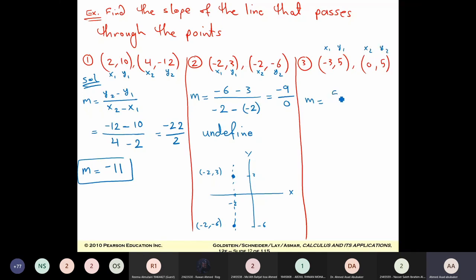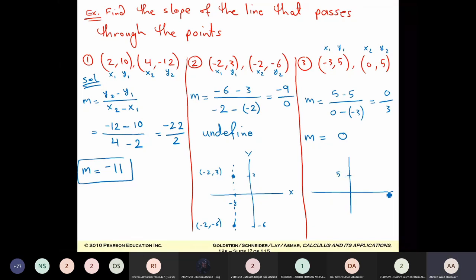Now, exercise number 3, the slope equals, this is x1, y1, x2, y2, we have 5 minus 5 over 0 minus negative 3. So we have 0 over 3. What's the value of 0 over 3? The slope equals 0. If we draw this line, we can find the line is horizontal. The second point is (0, 5), another is (-3, 5). Look at this. This is a horizontal line. So the slope equals 0. Okay.